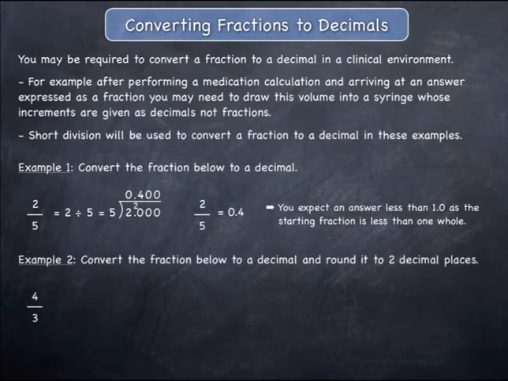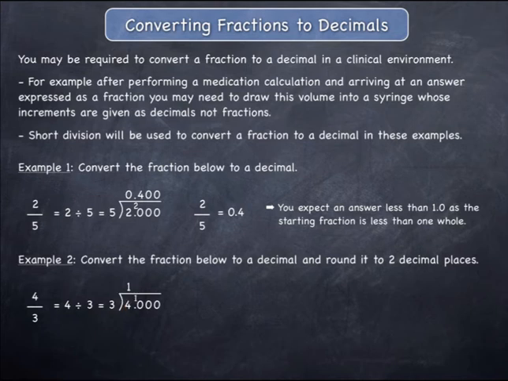Example 2. Convert 4/3 to a decimal. 4/3 is 4 divided by 3. You must always place the numerator, in this case 4, under the divide sign. To that, you add a decimal point and 3 zeros, since you must give your answer to 2 decimal places of accuracy. You now ask, how many times does 3 divide into 4?